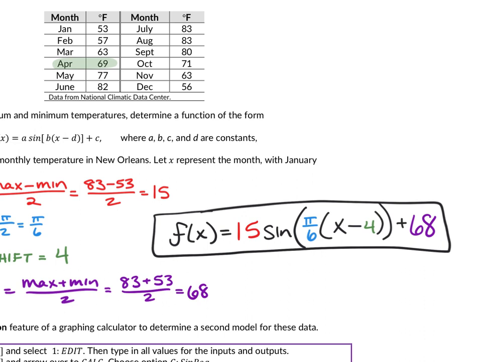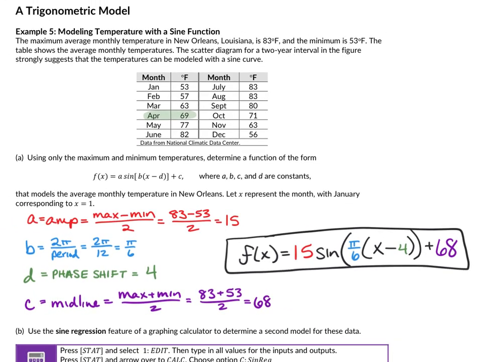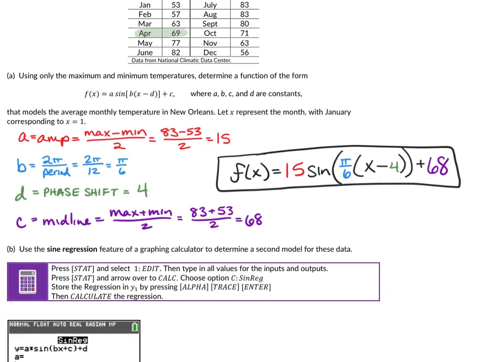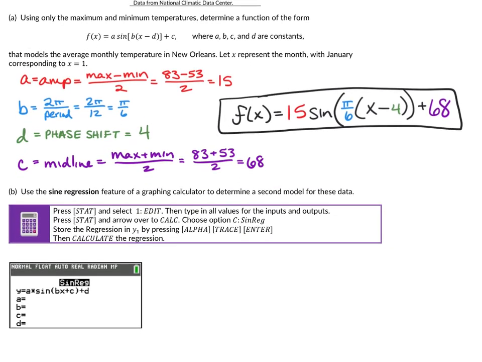Now we were able to do this by hand, which is awesome. There is also a way to use the calculator and use a regression, as we've used them before, to do the same thing. However, it's going to return a different type of function, because it's not necessarily going to show you the period and the phase shift separately, as we see here in our double parentheses version of the sine function.